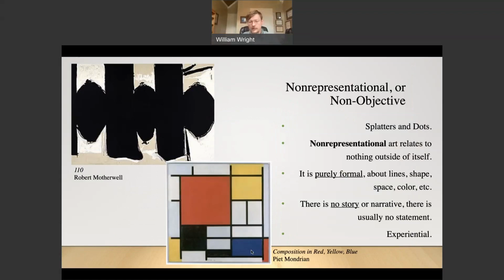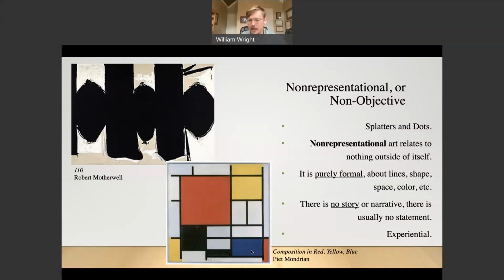Okay. Now let's talk about non-representational art. This is the splatters and dots. So a lot of people like to call Jackson Pollock or Robert Motherwell, any of those splatter type paintings, abstract art, but it's not really true. That's actually a misuse of the term abstract. Abstract is just changing something. Non-representational is when you make something that doesn't relate to anything outside of itself. Non-representational relates to nothing outside itself.